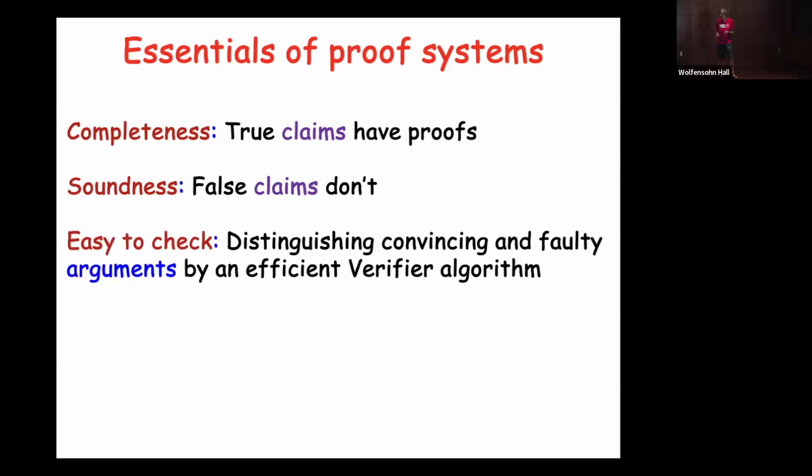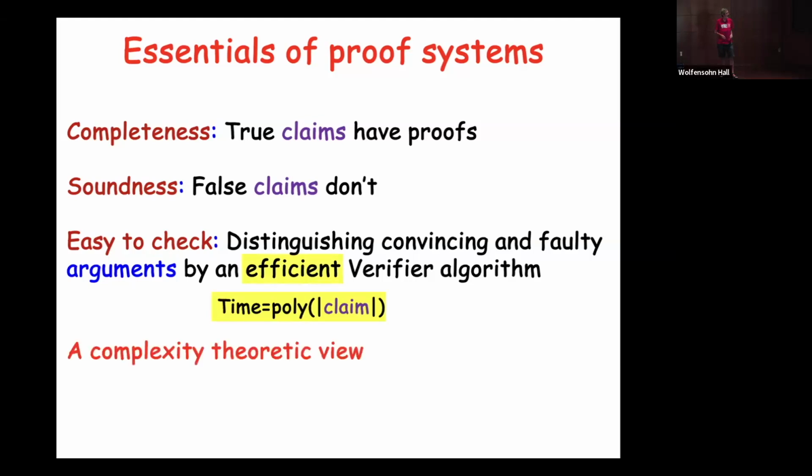Finally, the efficiency of the verifier is often implicit and not written down, but the proof system is useless if the verifier has to compute some incomputable or inefficient thing. So this is implicit, and I want to make it explicit. Distinguishing these two cases, whether the claim is true or false, whether the argument is convincing or not, should be an efficient process. And again, we take polynomial time.